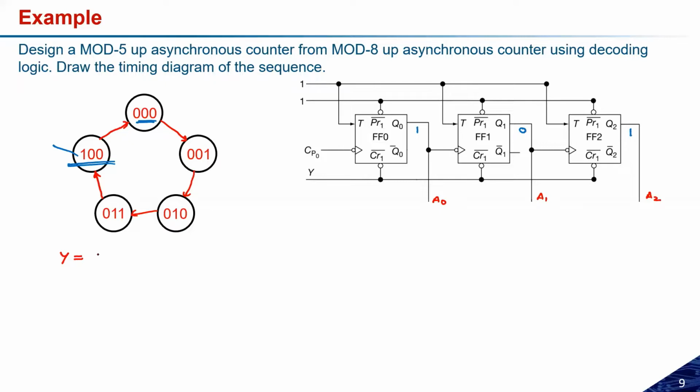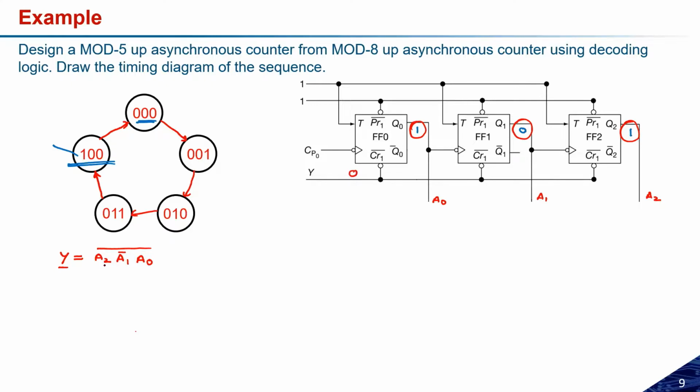So what I need, Y, which is required to clear this flip flop or this counter, is A2 into A1 bar into A0, the whole complement. How is it so? Let us try to see. When 1, 0, 1 is there, Y should be 0.